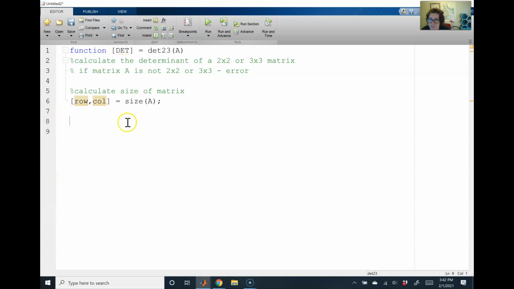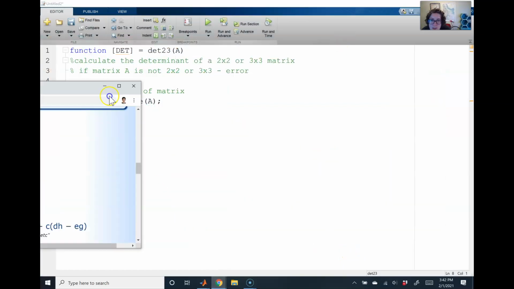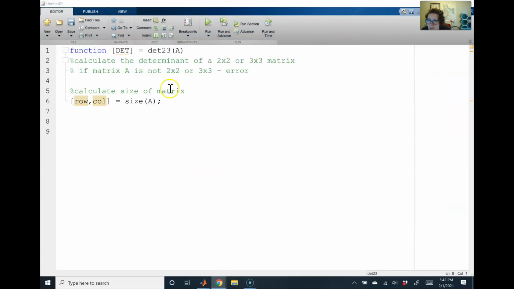Okay, so pulling up my equations here. So first I'm going to say if row, so here we're going to check if it's a 2 by 2. So if row is equal to 2 and column is equal to 2, so we put 2 equal signs, which means that we're checking, is row equal to 2?